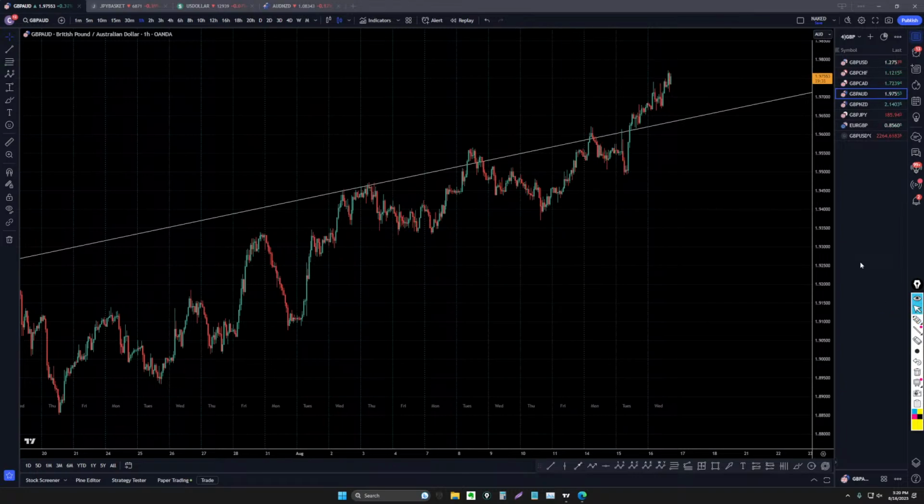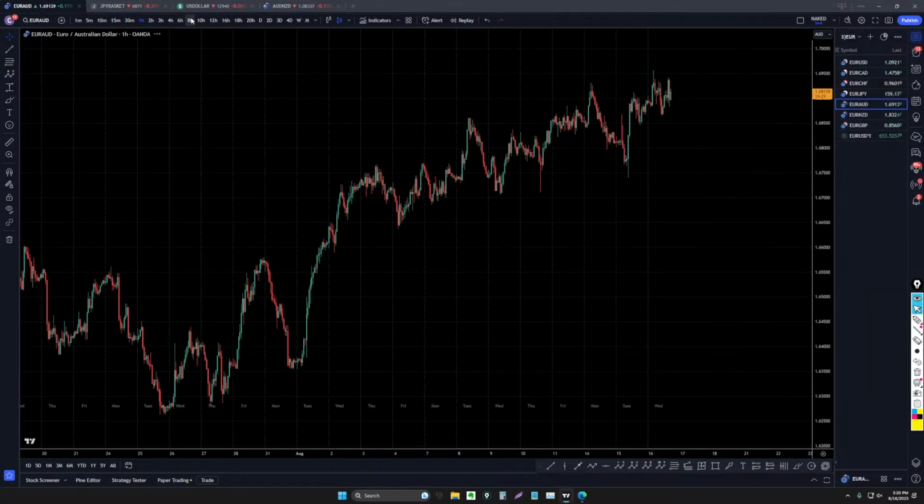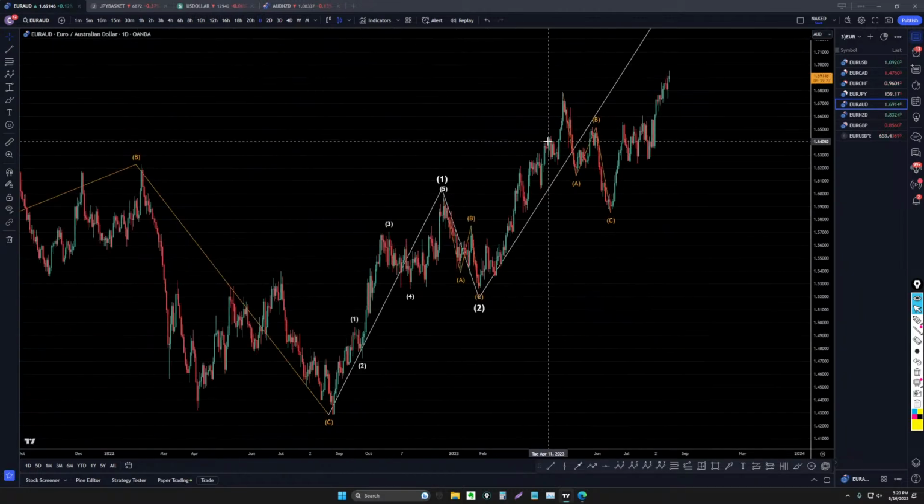So the Pound Aussie and the Euro Aussie are pretty much the same thing. The Euro Aussie I know is pretty much in the same situation, except the pound is a little bit stronger right now. But I think we're in a wave 3 on the Euro Aussie too, and I definitely would just continue to look for longs on this one too, 100%. Definitely.